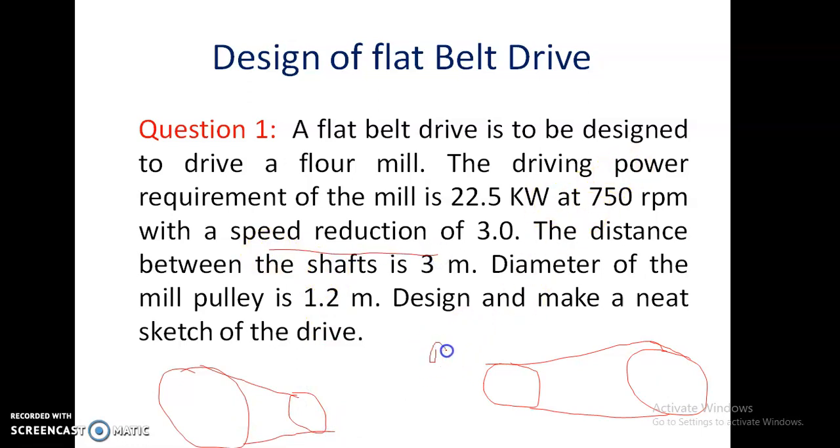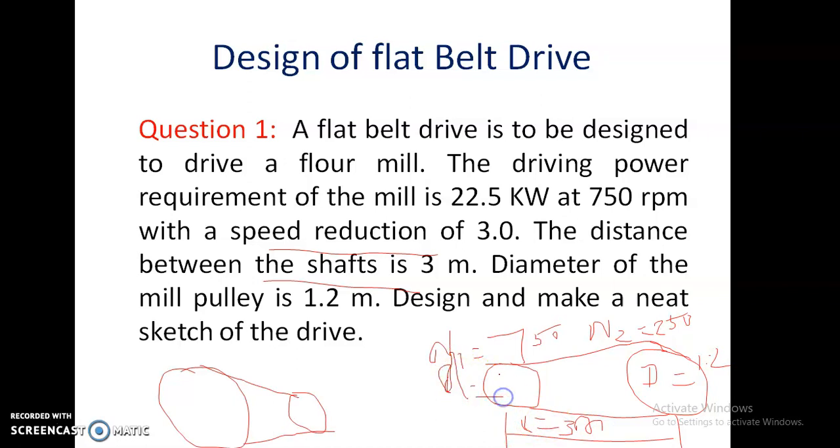So N1 is 750 rpm and N2 is 250 rpm because of the speed reduction of 3. So 750 by 3, N2 equal to 250 rpm. The diameter of the larger pulley, the driven pulley, let us take it as capital D, 1.2 meter, which is given data. The distance between the driving shaft and driven shaft is given as 3 meter, denoted by the symbol C, and we have to calculate the small d. Small d value you have to find.